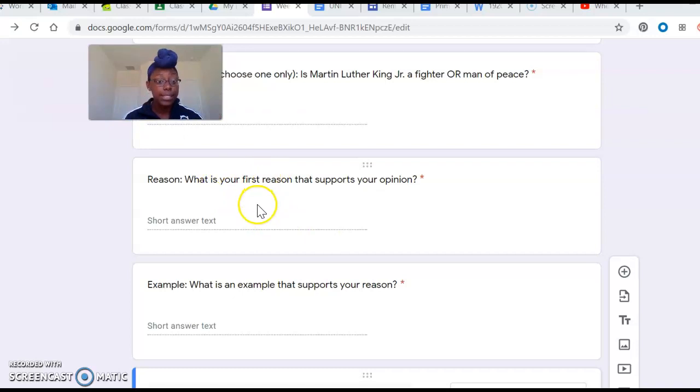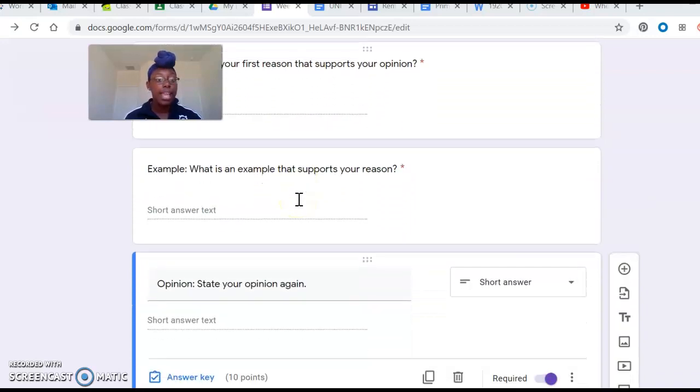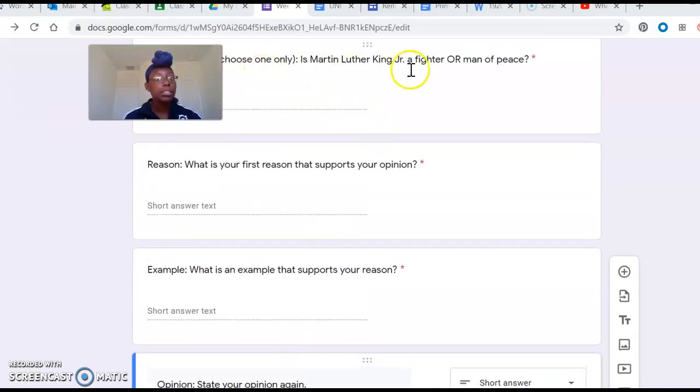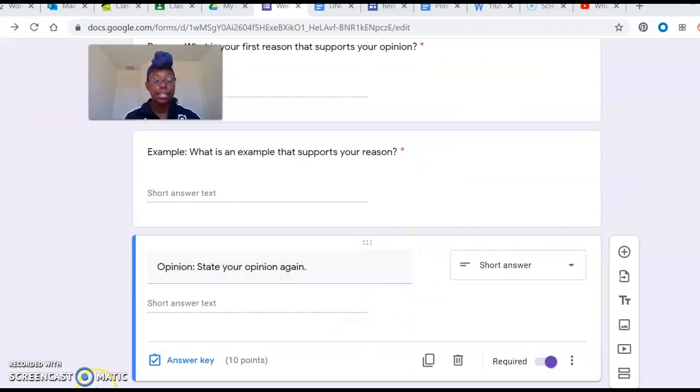Then you have to give your reason. After you give your reason, you are going to give me a specific example. You can use the link to the text above to find a specific example, or use a fact that you know about Martin Luther King Jr. that supports your reason. And then you are going to state your opinion again. Remember, you're only saying, I think Martin Luther King Jr. was either a fighter or a man of peace, and you state it again.